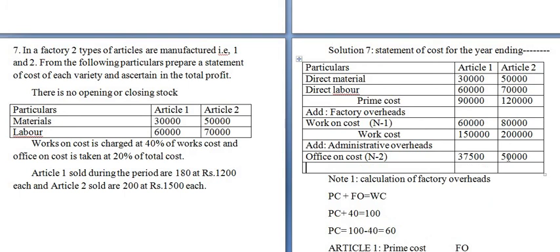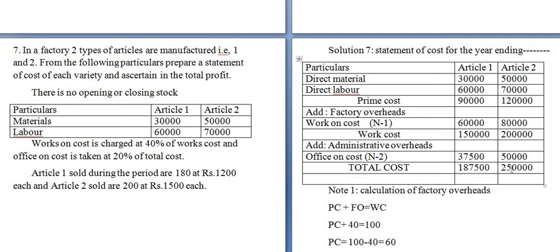Okay, now as here they have not given any other expenses like selling and distribution overheads or other administrative overheads, so now we will have to find out total cost. Total cost, or even it is called cost of sales. Okay, now add it. That is 1,87,500. Okay, now for article 2 it is 2,50,000.